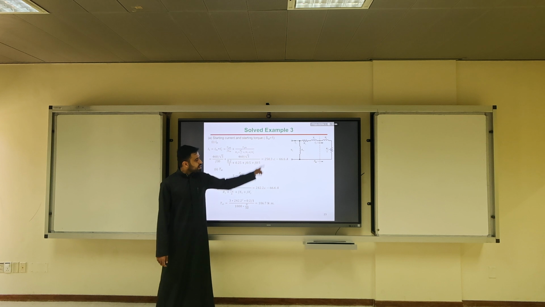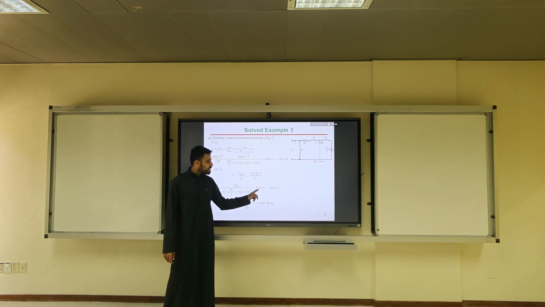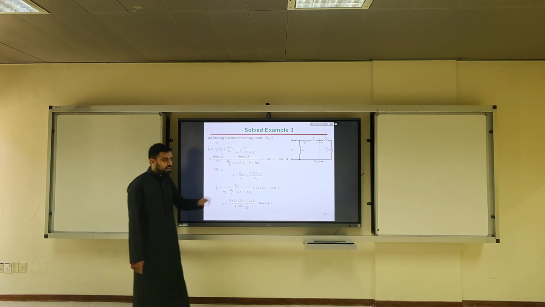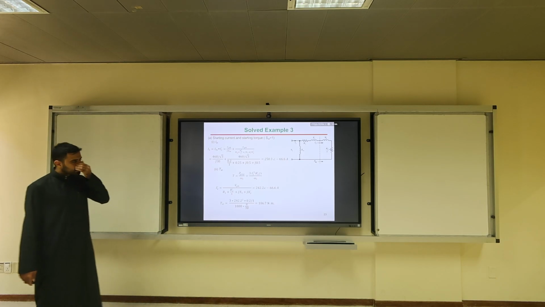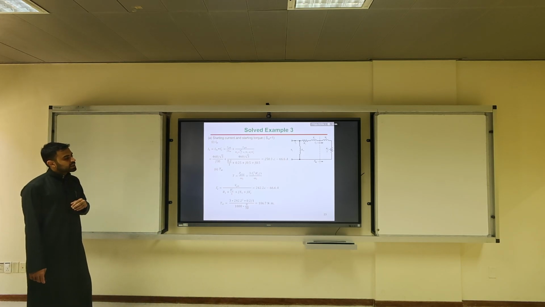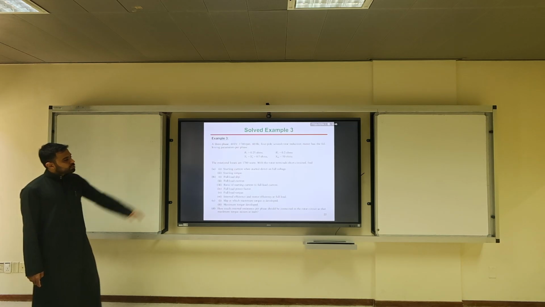Keep in mind, what's the magnetization current? It's 250 at an angle of minus 66, minus 242, which is roughly 8 amps. 8 amps at the same angle? No, I think it has a different angle, I think it has 90 degrees or whatever. Now we're done with part A.